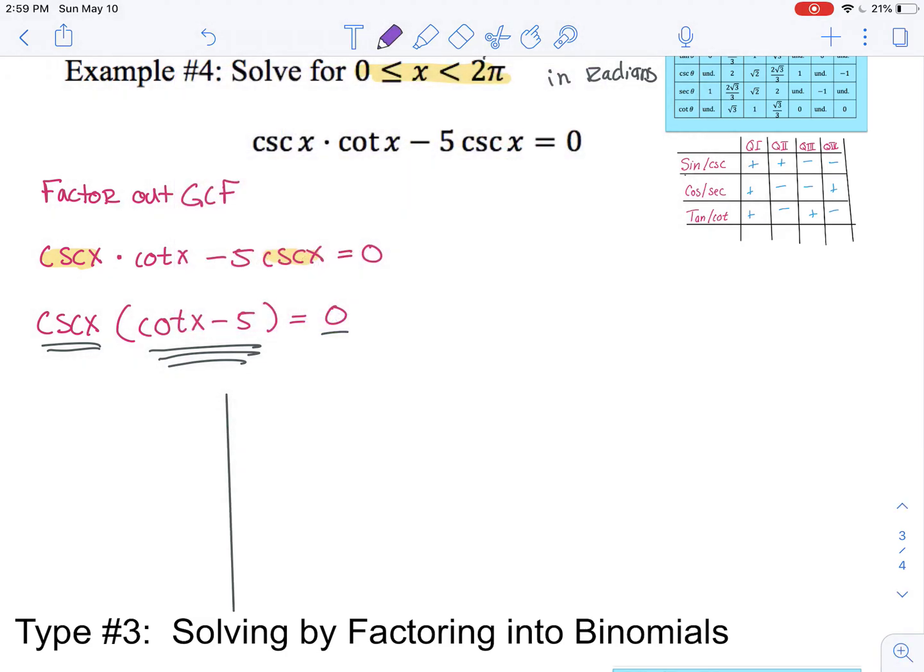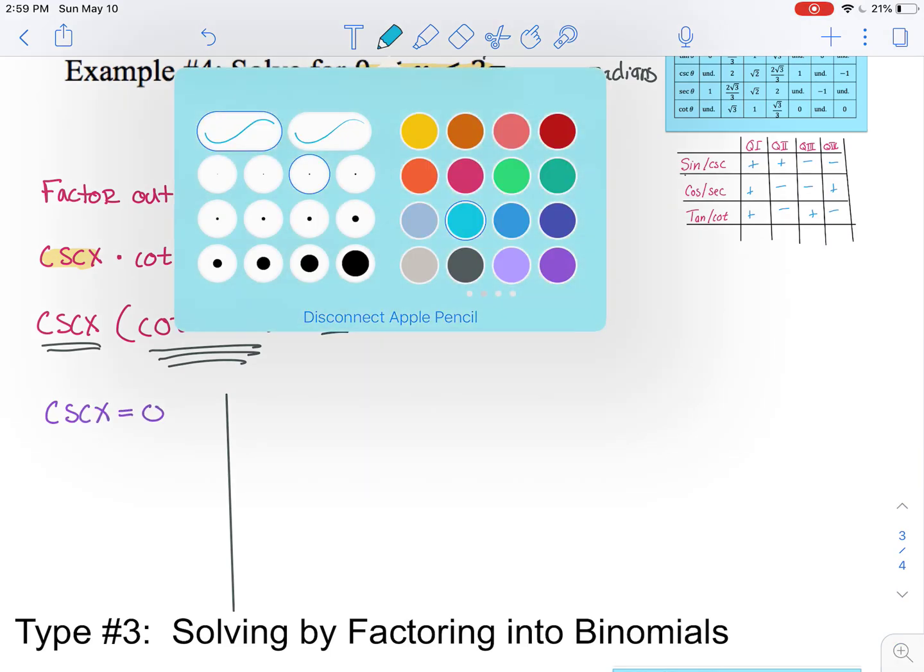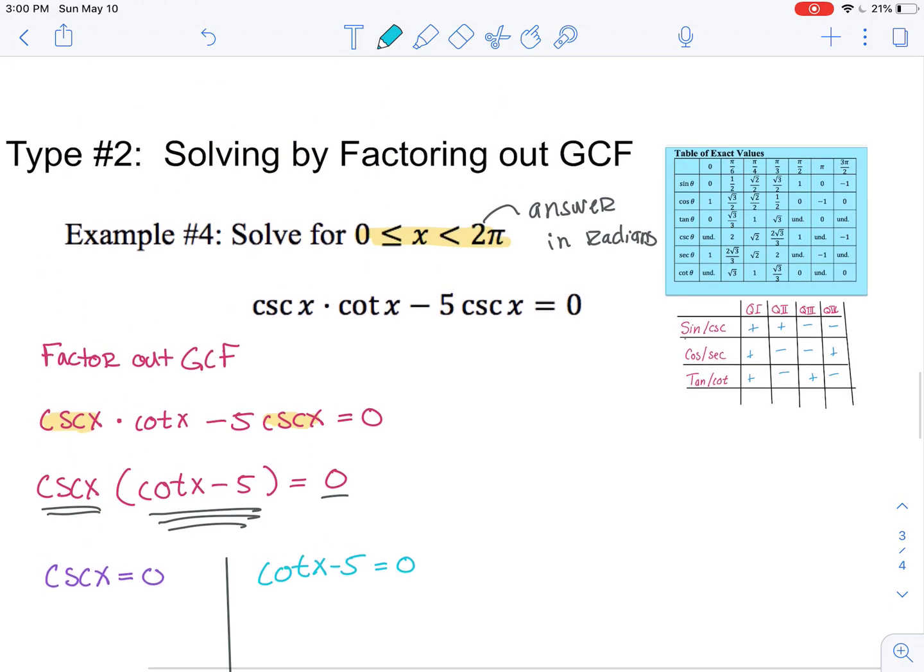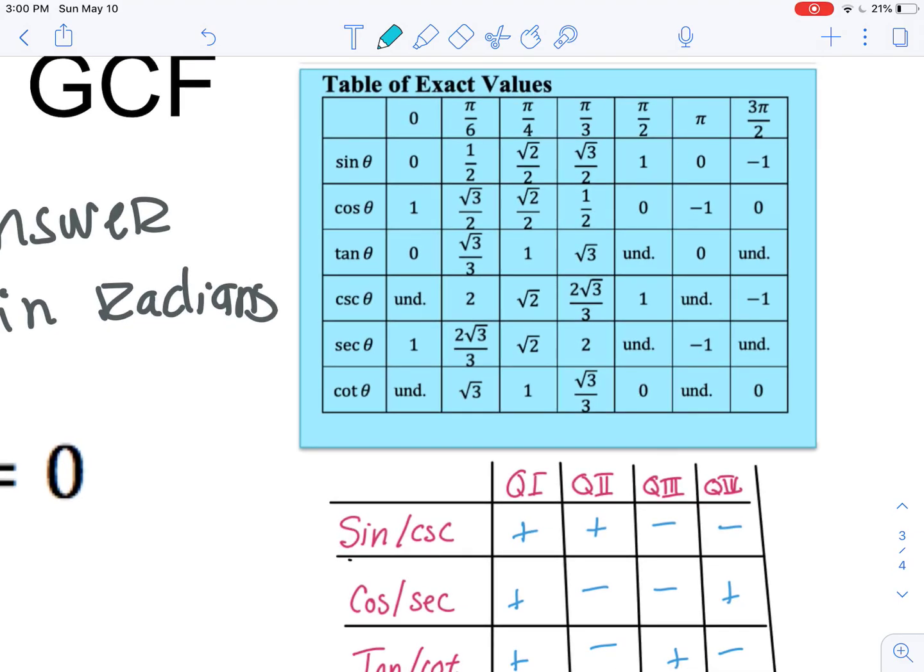We'll start with when is cosecant x equal to 0, and then our other one is when is cotangent x minus 5 equal to 0. So if we look at, let's start with cosecant x equal to 0. I'm going to look at my chart. I do not have that cosecant is equal to 0.